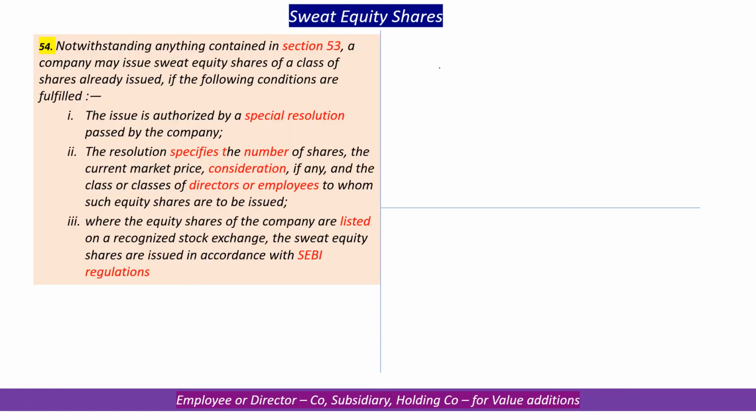What is sweat equity? In section 53, we said any further issue of capital has to be for the existing shareholders. But section 54 gives an exception. It says, notwithstanding anything contained in section 53, meaning this is an exception to section 53, a company can issue sweat equity shares of a class of shares already issued. The class of shares is already there, but it has to follow three conditions.